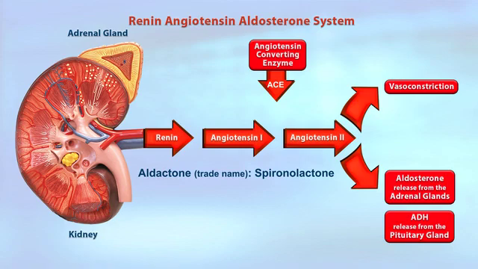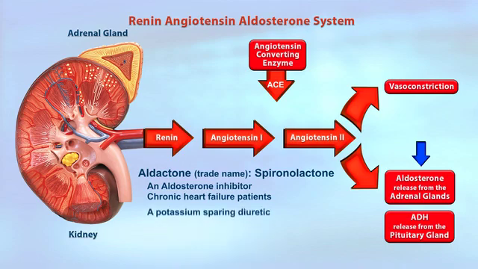Aldactone, and this is the trade name, or spironolactone. Aldactone is an aldosterone inhibitor. So your chronic CHFers may be on aldactone along with Lasix, maybe or maybe not. The other way that students like to remember aldactone is it's a potassium-sparing diuretic. So if these patients are on Lasix, which is potassium wasting, and they're on aldactone, which is potassium sparing, then we don't have to worry about the K as much. We really do have to watch the values, but not as much.